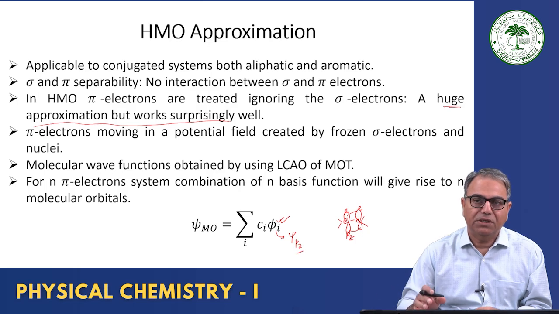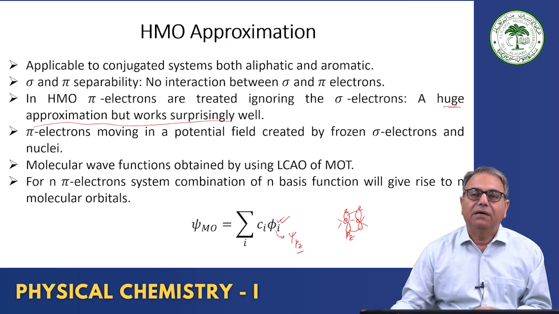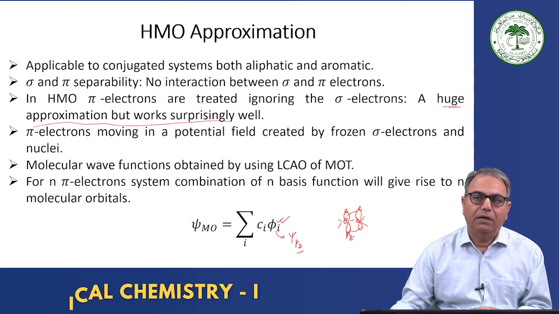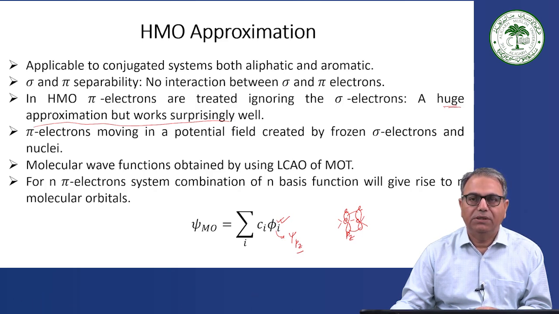So the first approximation, which is a very huge approximation, is that we neglect all the sigma electrons. We treat only the pi electrons in the HMO approximation. If you have one pi bond, then you have two pz orbitals, so it will be C1 psi pz plus C2 psi pz, something like that.